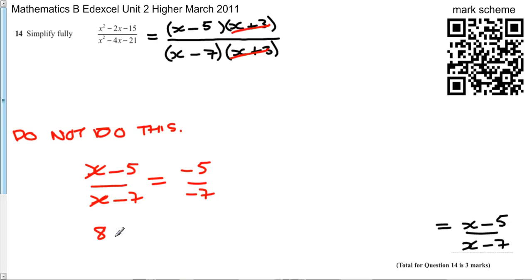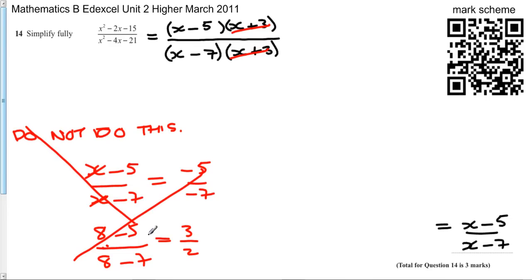So if x was 8, then that comes out as 3 over 2, which should show you that this cannot be done. Just be careful not to fall into that trap.